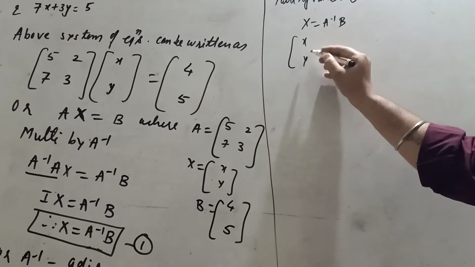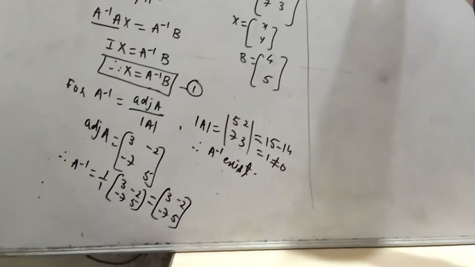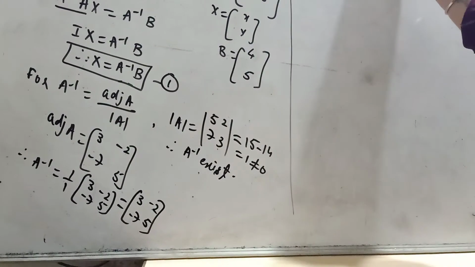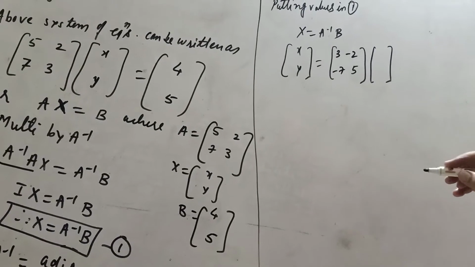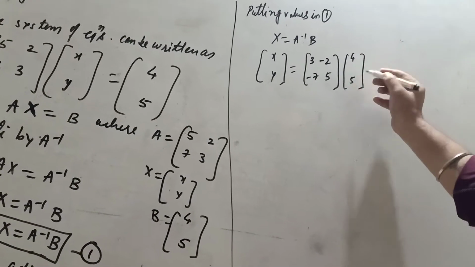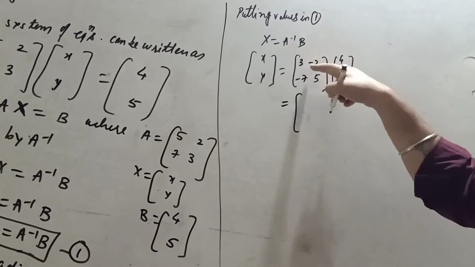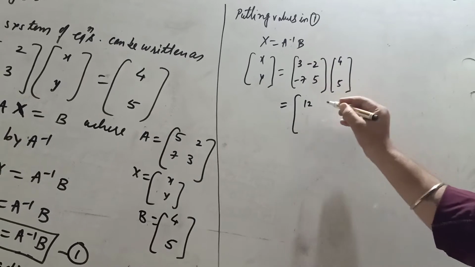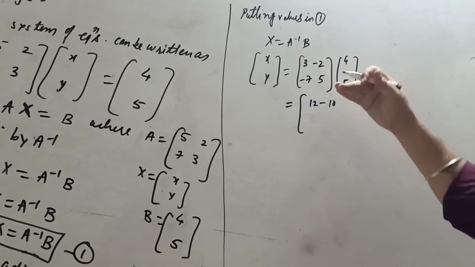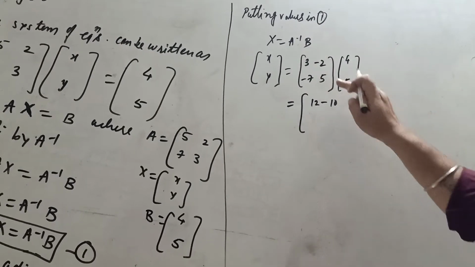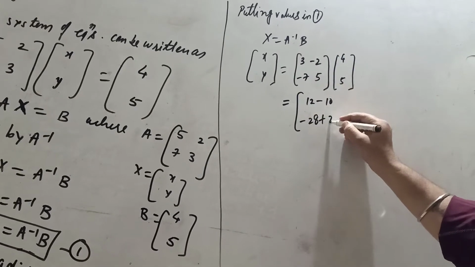X is the matrix of variables. A inverse is [3 -2; -7 5]. And B is the right hand side constant value, they are 4, 5. Now multiply these two matrices, then we'll compare. How to multiply? Row by column method. 3 4s are 12, minus 10. First row, first column, there is no other column. If there is another column, we can write here, but we are going down, taking second row, first column: minus 4 7s are 28, 5 5s are 25.